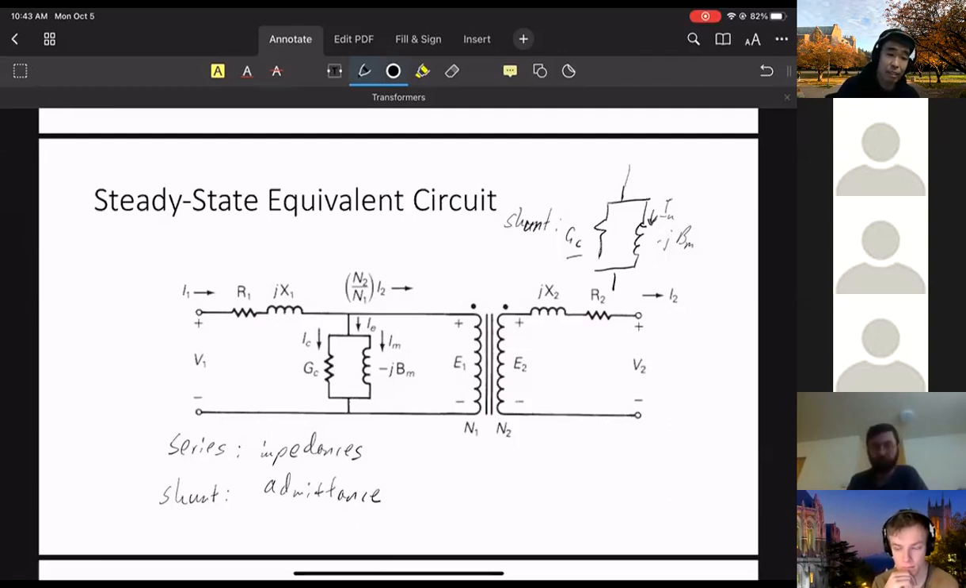Okay, so we'll have this circuit. This circuit is still not the best circuit we can have, because there are still things on both sides of the ideal transformer. There's still many things here. So let's make things a little bit easier for ourselves. The first thing we do is take everything from the secondary and refer it to the primary.